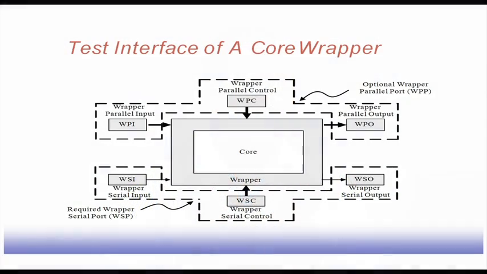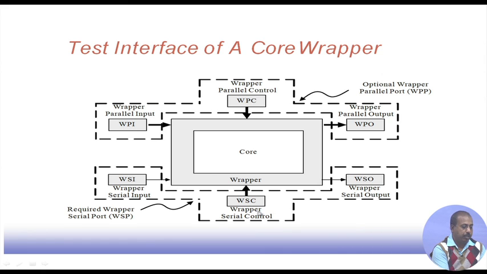So, this is the test interface of a core wrapper. There are two parts. You can see that it has a serial part, which is the wrapper serial control, and there is a parallel part of the wrapper. Unlike 1149, which had only a serial interface, 1500 has a parallel interface as well.